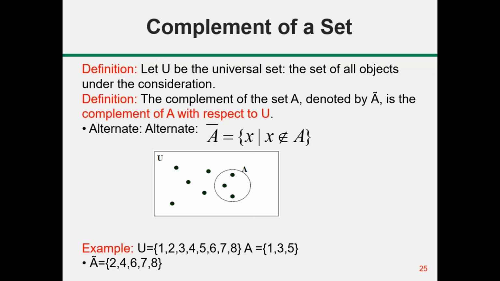Complement of a set is also simple. We can go through it. Let U be the universal set, the set of all objects under consideration. Definition: the complement of the set A, denoted by A complement, is the complement of a set A with respect to U. So it means that complement means without A, everything without A. For example, there is a universal set 1 to 8 and A is 1 3 5, and A complement is every number except A. See, 1 3 5 is not included because 1 3 5 is in the set. So as this is a complement, except this we can write other numbers. So this is, for example, 2 4 6 7 8.